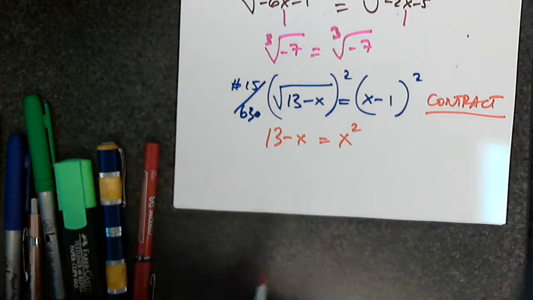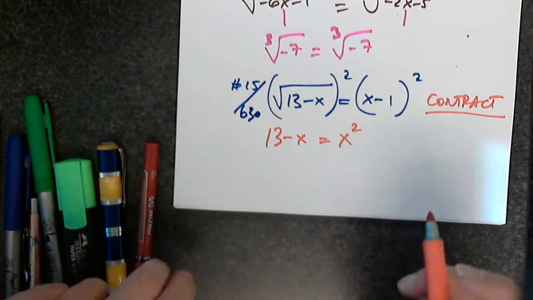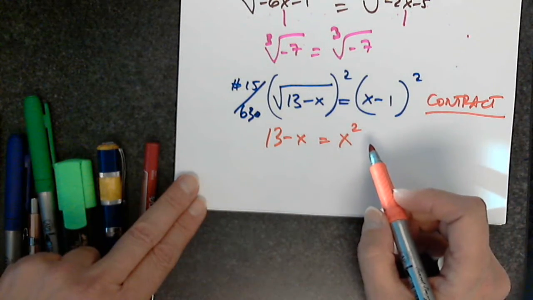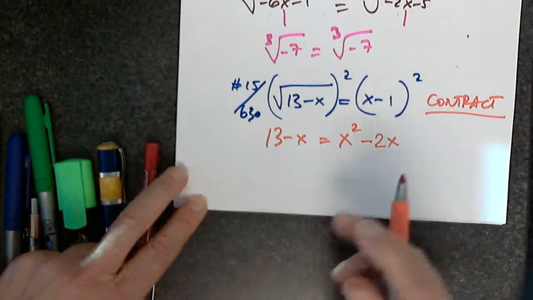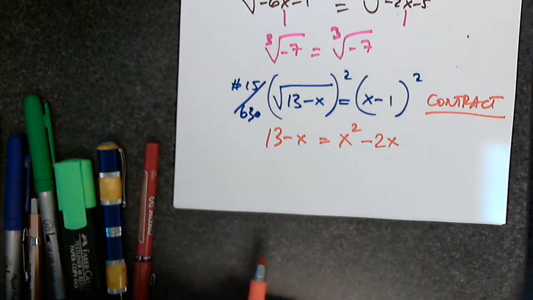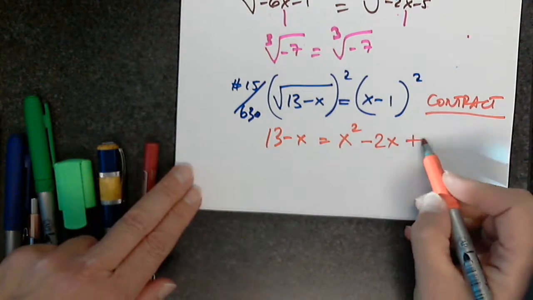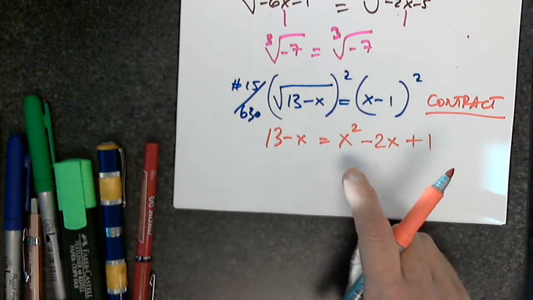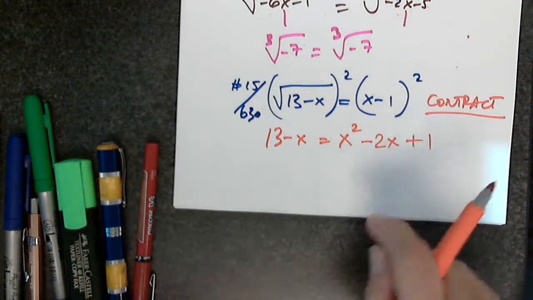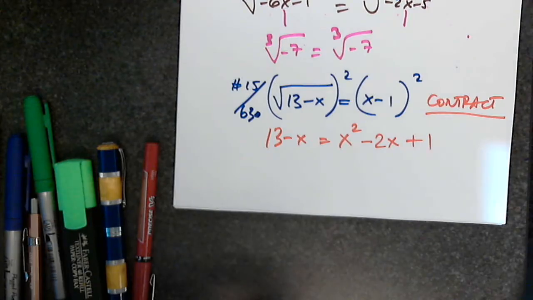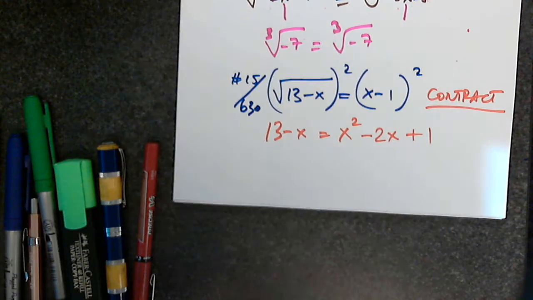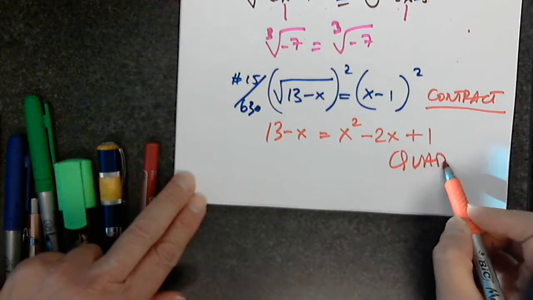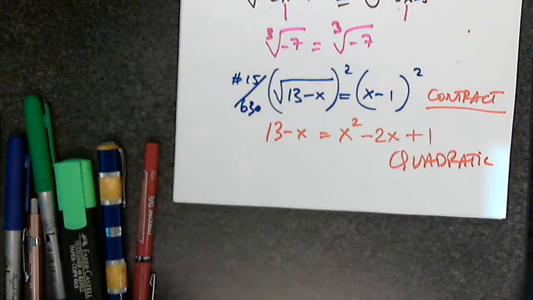X squared. Say it again. Minus 2x, very good. Indeed, first term squared minus 2 times the first times the second plus the second term squared. Excellent. What type of equation is this? So I know what to do. Excellent. Quadratic. How do I solve a quadratic?